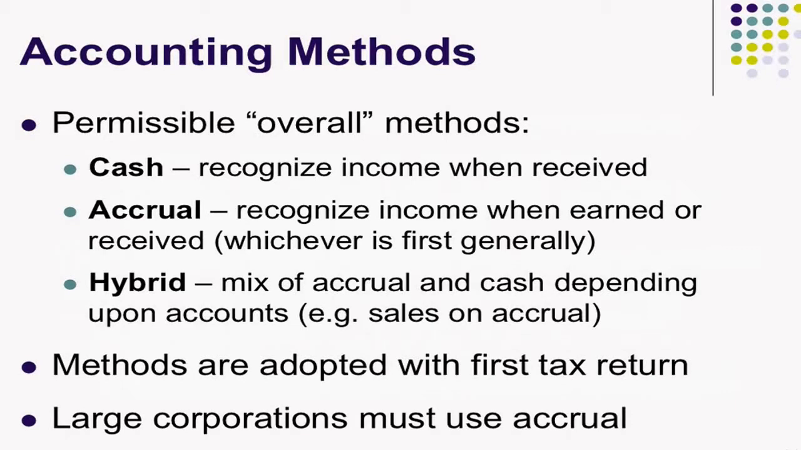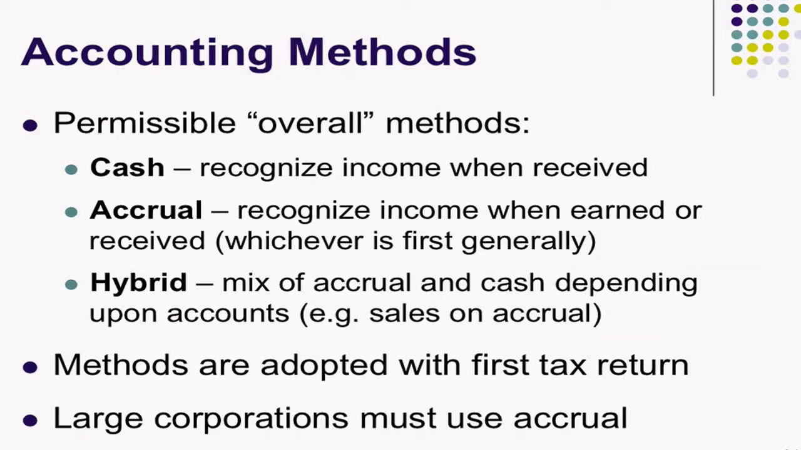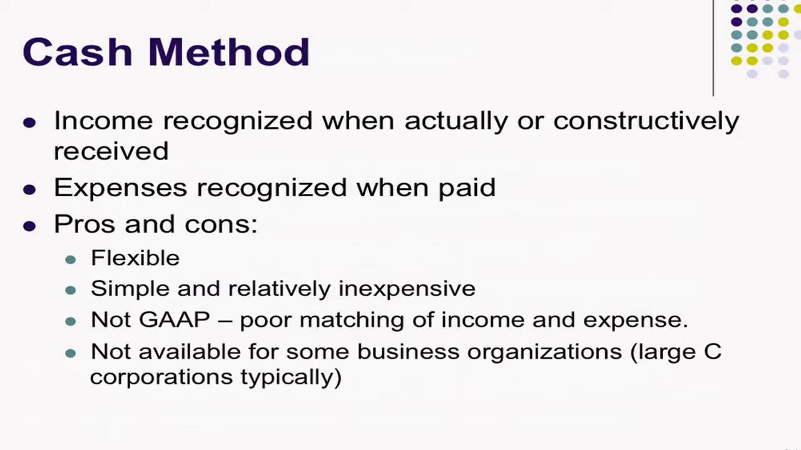Okay, the methods, as I said, your accounting methods are adopted with your first tax return. Once you've picked the accounting method you're going to use and the year you're going to use, after you've filed your first tax return, then you're pretty much stuck. Large corporations are pretty much stuck anyway. They have to use the accrual method. Okay, the cash method for a small business and even for a partnership tends to be a nice way to go.